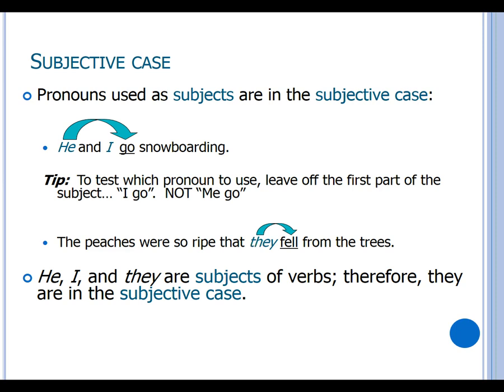The peaches were so ripe that they fell off the tree. There is a dependent clause beginning with that. The subject of the dependent clause is they. The verb is fell. Since there is a pronoun in the subject spot, we must use the subject pronoun they.